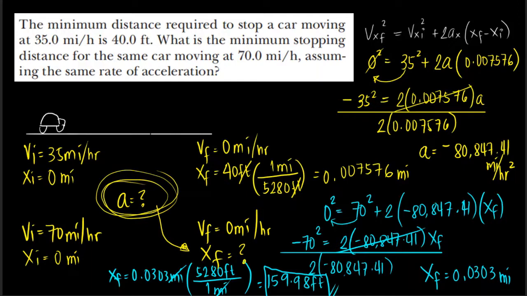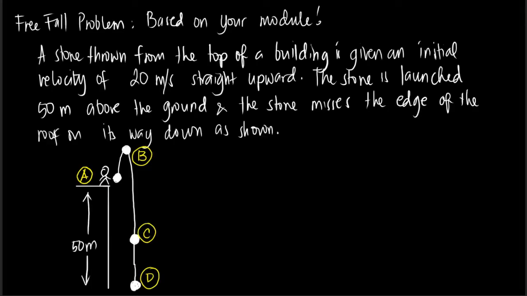And yep, that was the example that we had last time. Now, let's proceed to vertical motion. This problem is in your module and it is here just to guide you, okay? So, free fall problem based on your module. Now, we have a stone thrown from the top of a building with a given initial velocity of 20 meters per second straight upward. The stone is launched 50 meters above the ground and the stone misses the edge of the roof on its way down as shown.